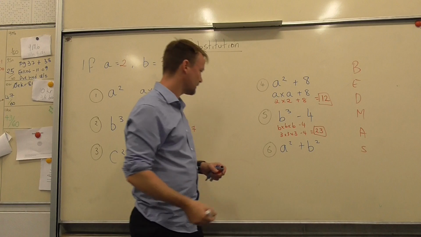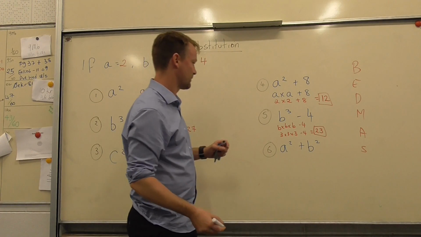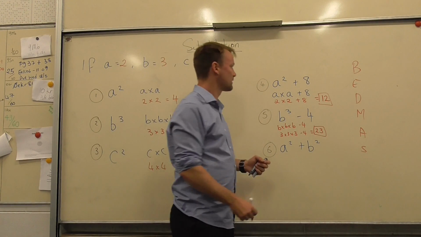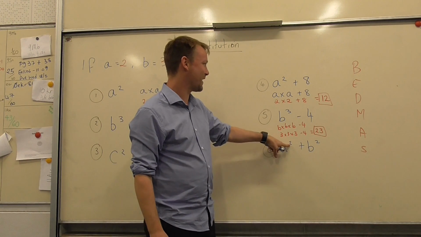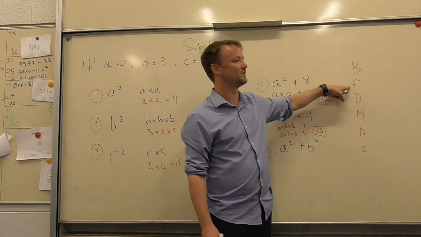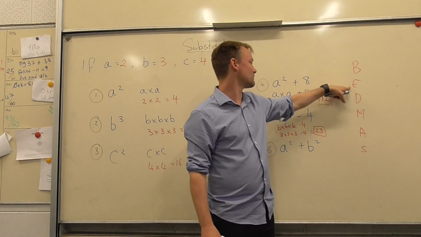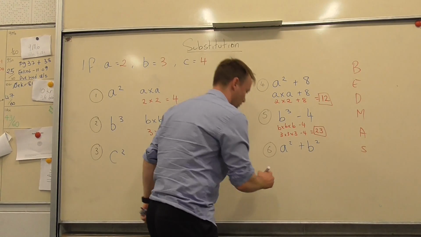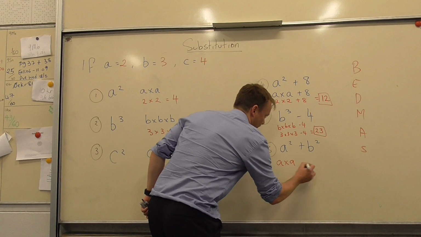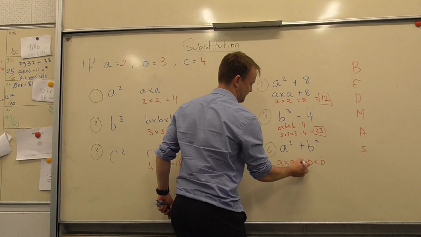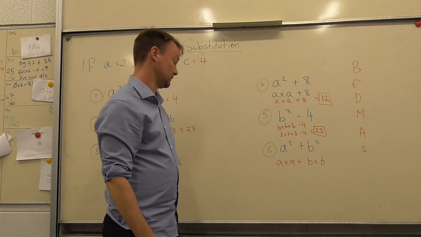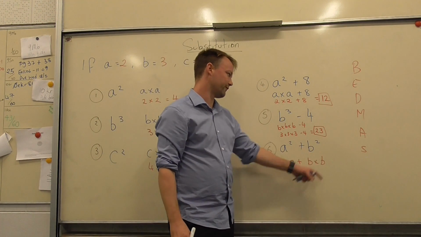For this one here, A squared plus B squared. Because this is index or power, it comes under the exponents up here. So this is no different to what we've been doing before, where we go A times A and then B times B. But this is telling me that I need to add them. So that's what I'm going to do there. All I've done is just written it out in full.